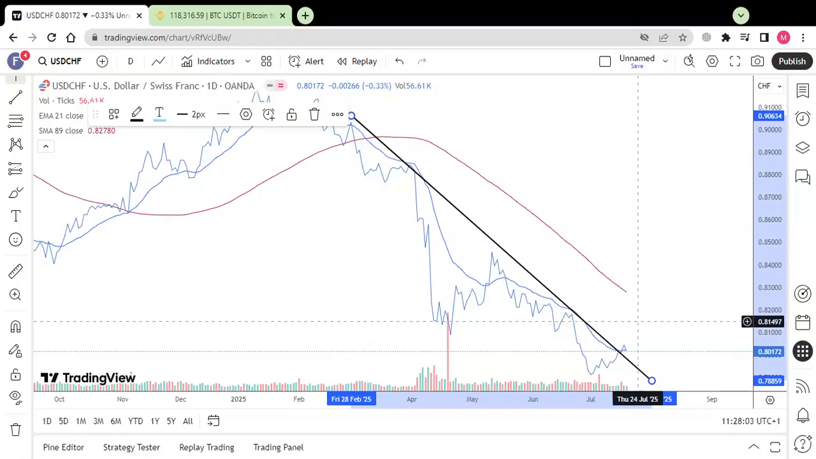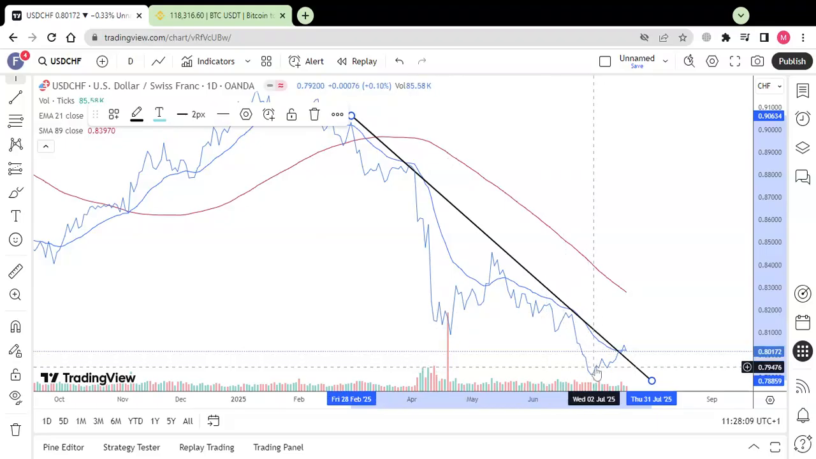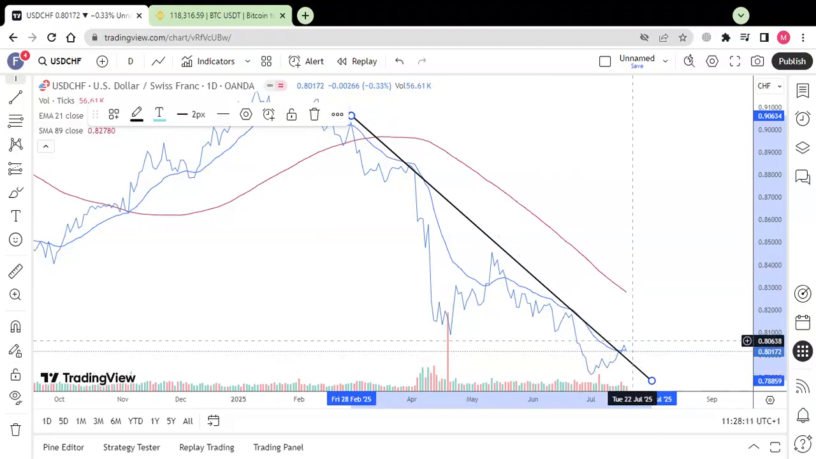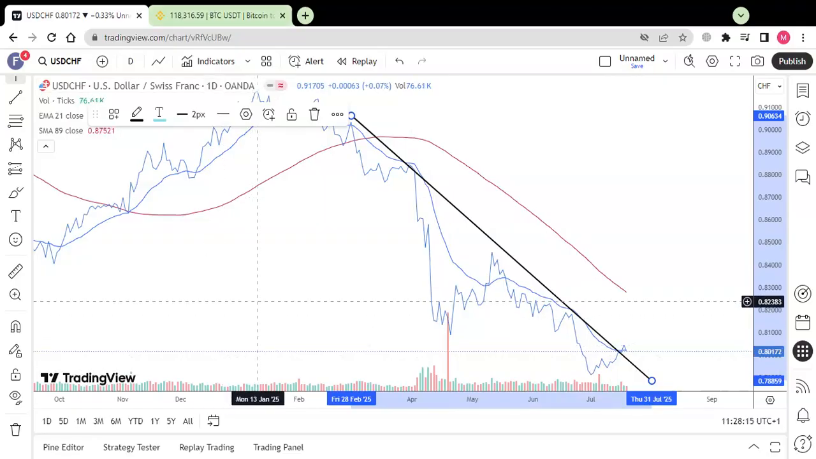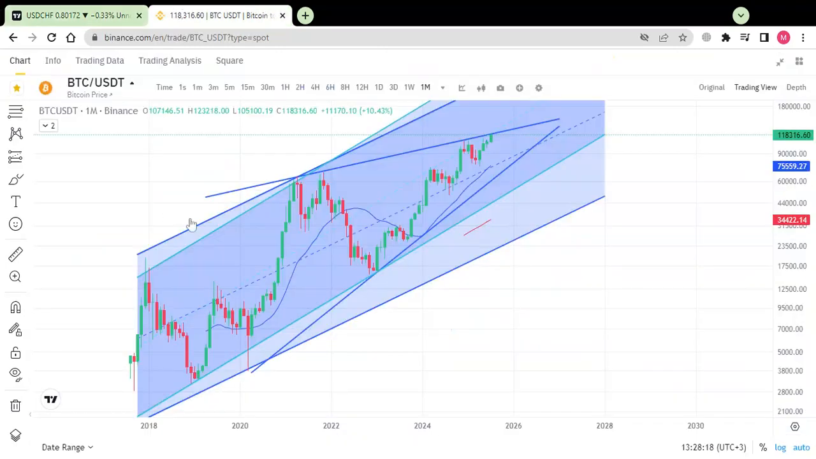But so far, it's so good. Okay, it's working for me. I started to buy from here, and it's working good for me. I will wait till the end of the next week to see whether I'm wrong or right. I'm 50-50 on this trade.